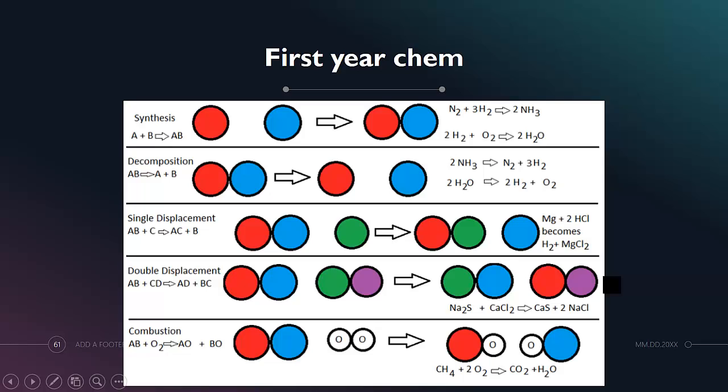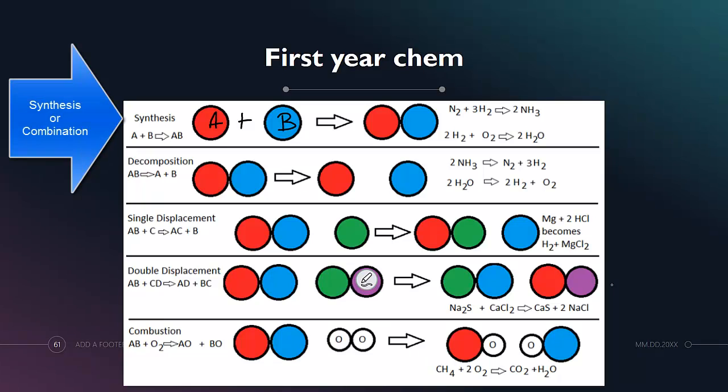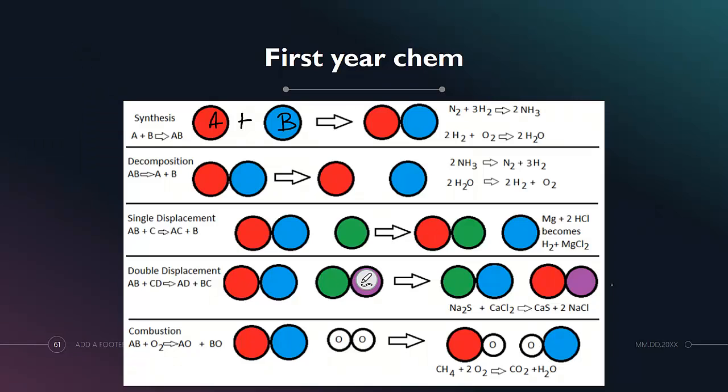first year chem. In first year chem, we talked about the 5 different types of reactions, those being synthesis or combination, when I have 2 or more reactants that form one large product. So, for example, the Haber process, nitrogen and hydrogen making ammonia, or the combustion of hydrogen making water. 2 or more reactants making one large product is a synthesis or combination reaction.